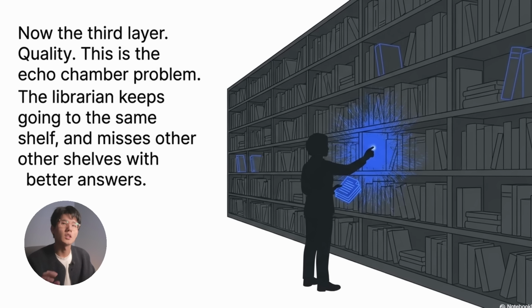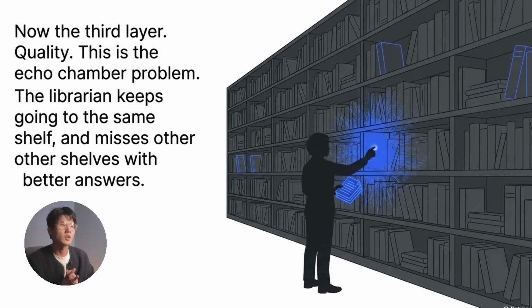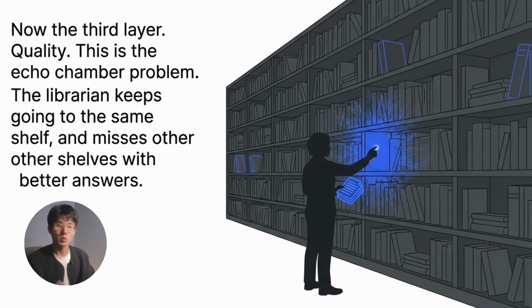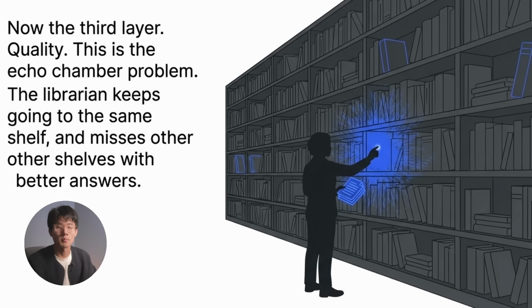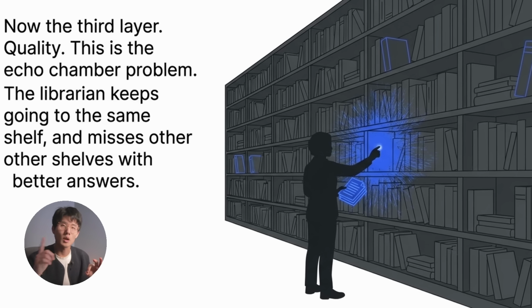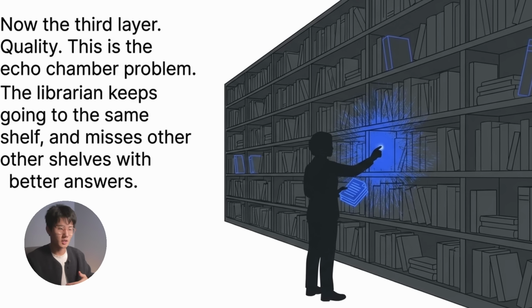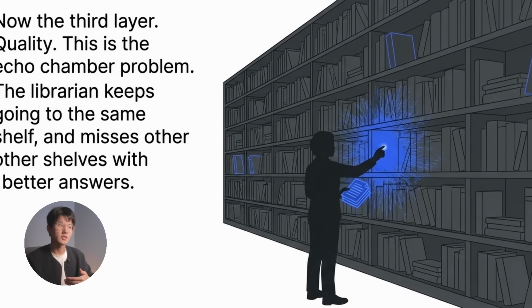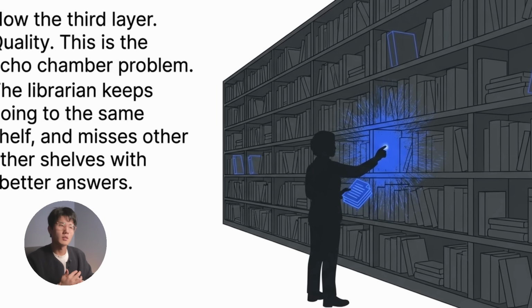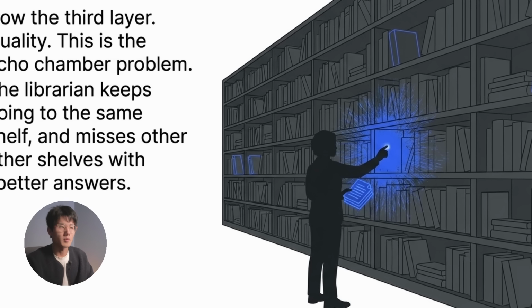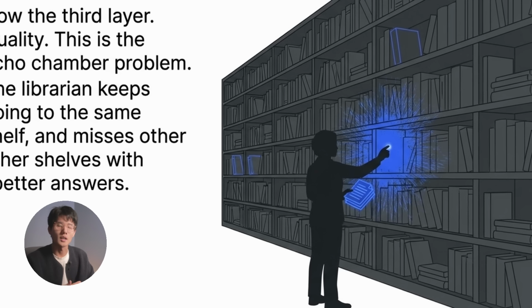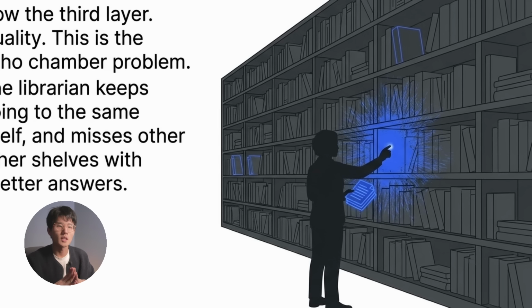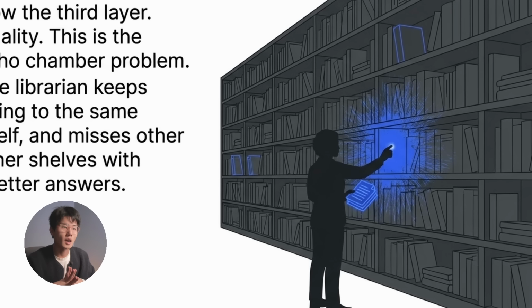Then there's control quality. This is what I call the echo chamber problem. Even with the right access and minimal exposure, there's one more problem that we need to think about. When you ask a question, if that same question always returns the exact same pages from your library, very deterministic behavior, you develop blind spots. So the librarian keeps going to the same shelf every time and just ignores other shelves that might have a better answer, right? It's just being lazy.